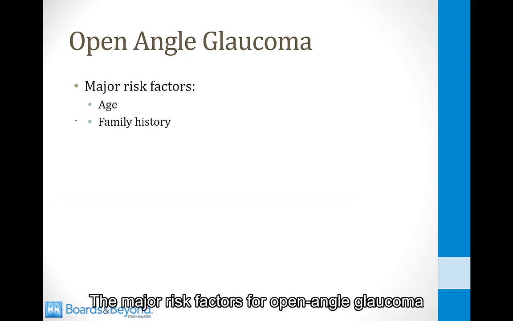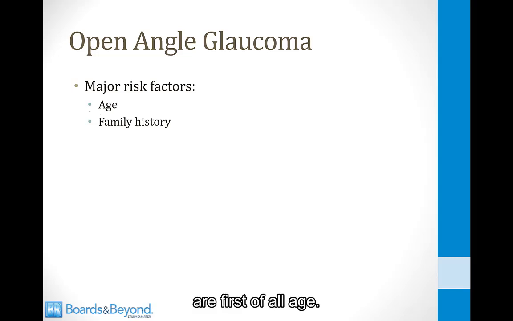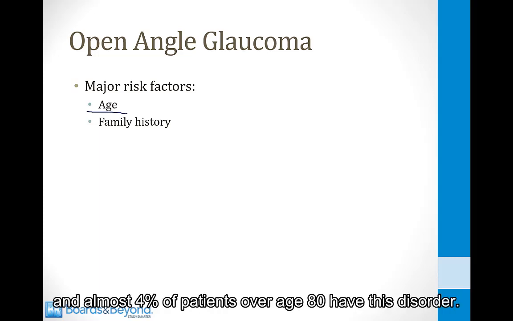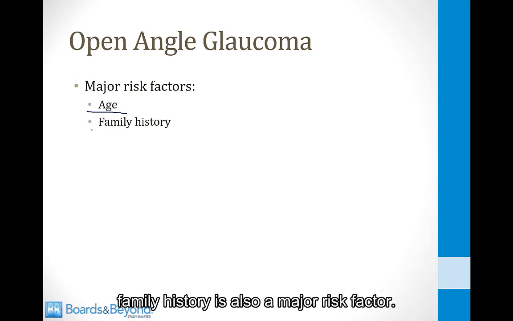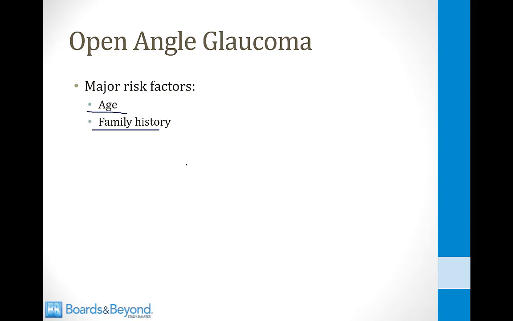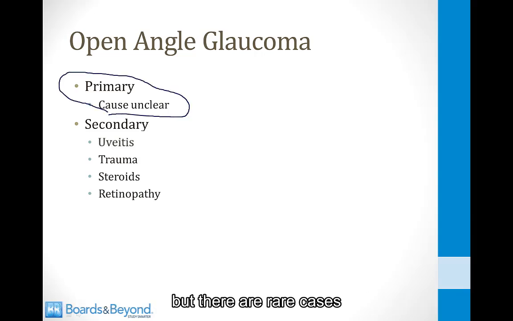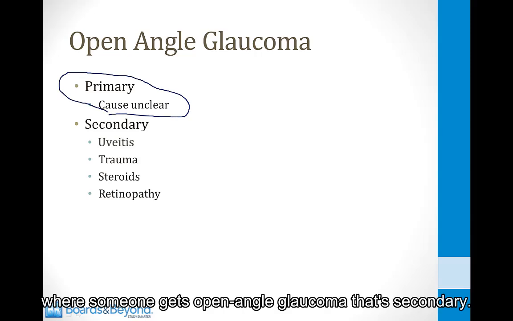The major risk factors for open-angle glaucoma are, first of all, age. Open-angle glaucoma is very rare before age 55, and almost 4% of patients over age 80 have this disorder. And then beyond age, family history is also a major risk factor. Now, most patients who have glaucoma have primary glaucoma, and we don't know the cause of that. But there are rare cases where someone gets open-angle glaucoma that's secondary.